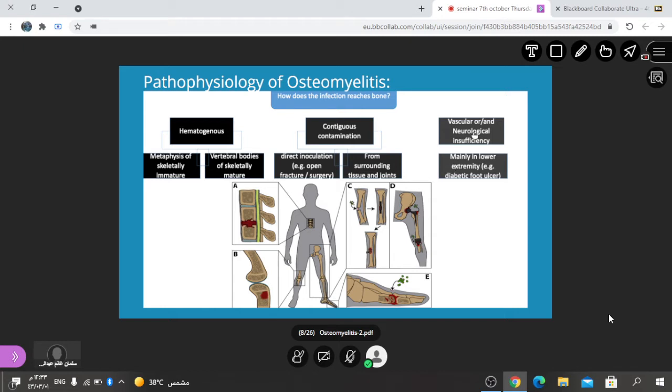And the third and final type, we have the vascular or neural insufficiency. Abdullah will explain why these are considered a cause of osteomyelitis, but the most common type for the vascular and neurological insufficiency is the diabetic foot ulcer. This is for how the infection spreads.